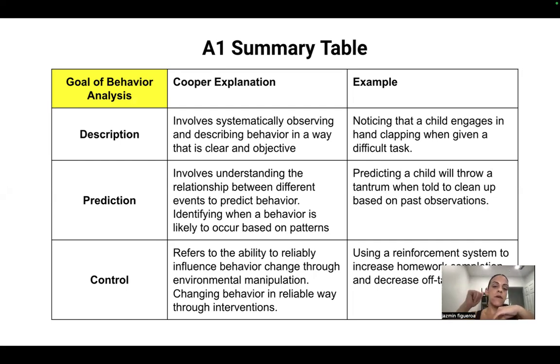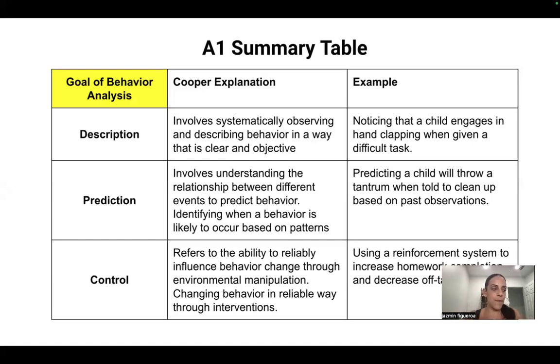And then prediction involves understanding the relationship between different events to predict behavior, identifying when a behavior is likely to occur based on patterns. Again, we always want to look at patterns because the patterns tell us what's going to happen in the future. An example is predicting a child will throw a tantrum when told to clean up based on past observations.